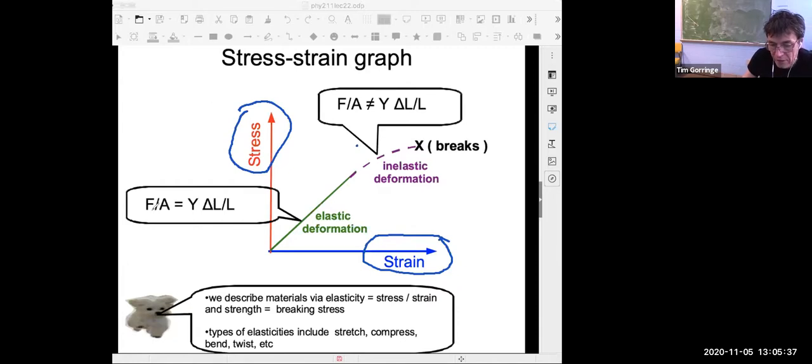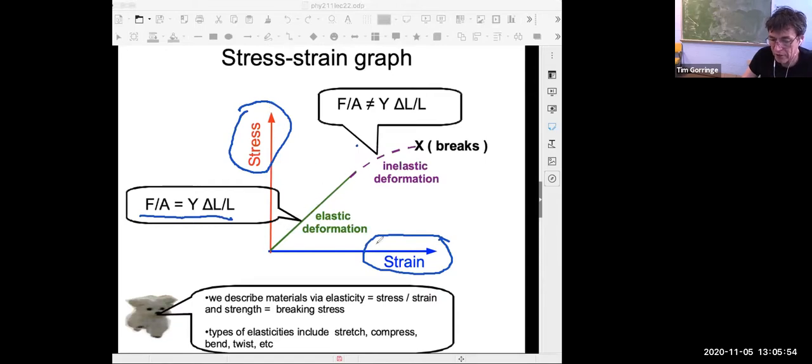Anyway, that stress-strain relationship that we talked about, that the stress is equal to the strain times the elasticity, this equation here, corresponds to a straight line on this graph, this green straight line here.